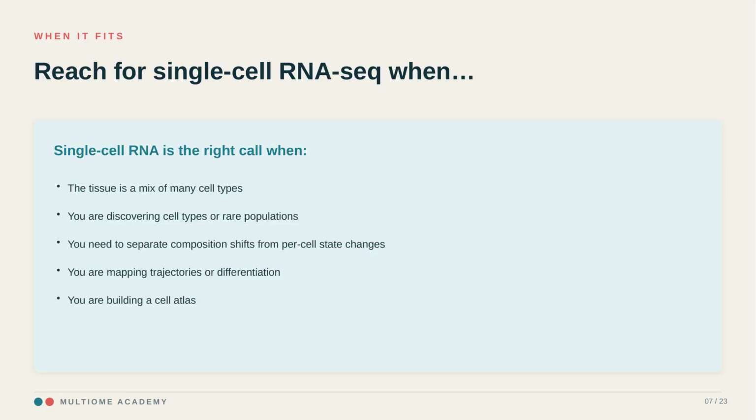Reach for single-cell RNA when the tissue is a mix of many cell types. When you're discovering cell types or rare populations. When you need to separate a shift in composition from a change in each cell state, a distinction bulk cannot make. When you're mapping trajectories. Or when you're building a cell atlas.